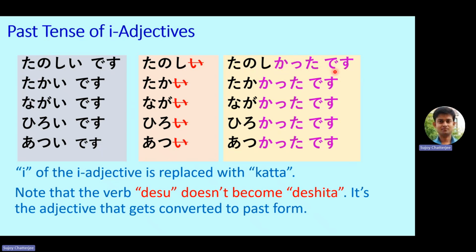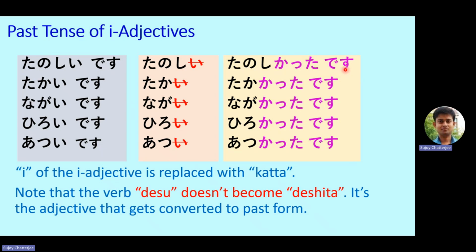So it's the adjective that gets converted to past form. So the desu is the verb, so it remains as desu. Very, very important. So Tanoshii, Tanoshikatta, Takai, Takakatta, Nagai, Nagakatta, Hiroi, Hirokatta, Atsui, Atsukatta.